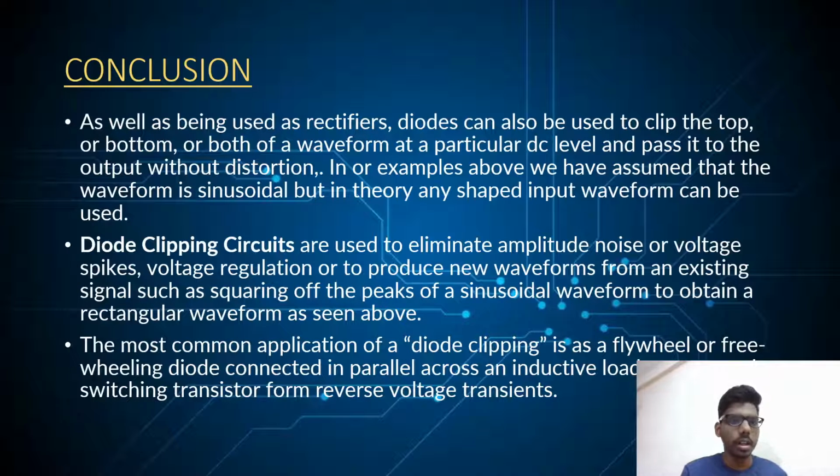Coming to the conclusion, as well as being used as rectifiers, diodes can be used to clip the top or bottom or both of the waveform at a particular DC level and pass it to the output without distortion. Diode clipping circuits are used to eliminate amplitude noise or voltage spikes, for voltage regulation, or to produce new waveforms from an existing signal, such as clipping the peaks of a sinusoidal waveform to obtain a rectangular waveform as seen above. And the most common application of diode clipping is a flywheel or freewheeling diode connected in parallel across an inductive load to protect the switching transistor from reverse voltage transitions.